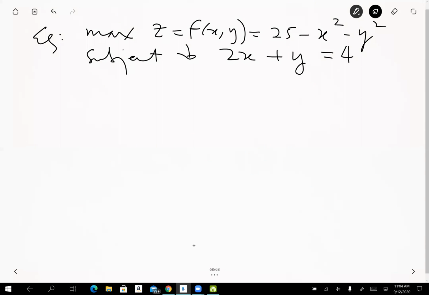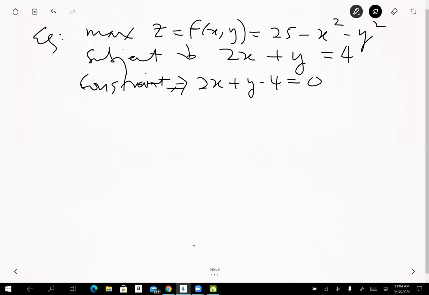Okay, so you have that constraint, 2x plus y minus 4. In order for you to write the Lagrangian, you will have to rewrite the constraint. You can do it now or you can do it later, that's fine. So the constraint now becomes 2x plus y minus 4 equal 0. That is the one that you need to write.